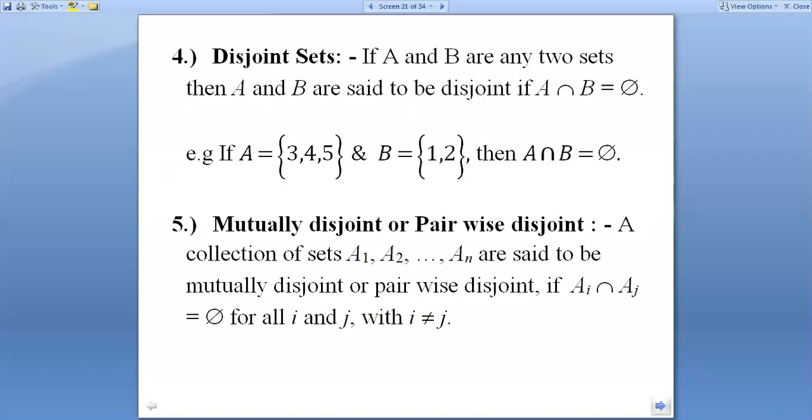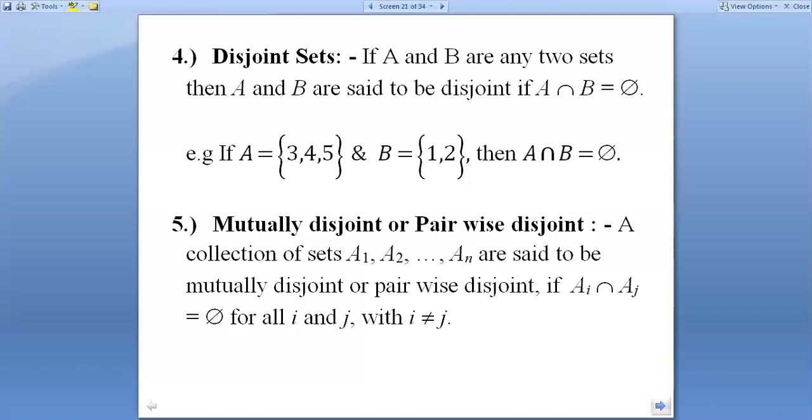Next definition is disjoint sets. If A and B are any two sets, then they are said to be disjoint if A intersection B is equal to empty set. That means if the intersection of any two sets, any 3 sets, any 4 sets or any n sets, जितने भी sets आप यहाँ पे consider कर रहे हो, if their intersection comes out to be empty, then those particular sets are known as disjoint sets. Disjoint, the name itself conveys the meaning कि जो joint नहीं है आपस में. इसका मतलब है कि उनके बीच में कोई भी common part नहीं है.